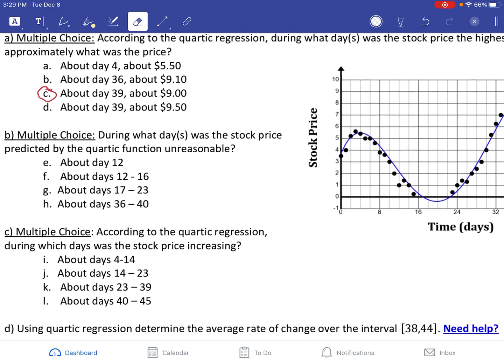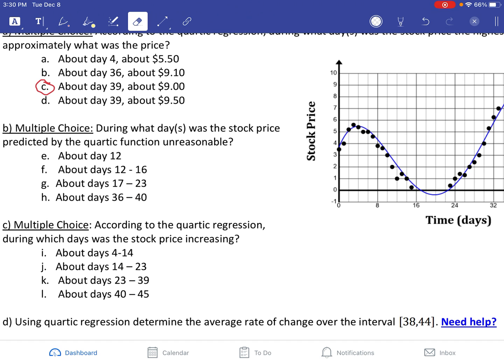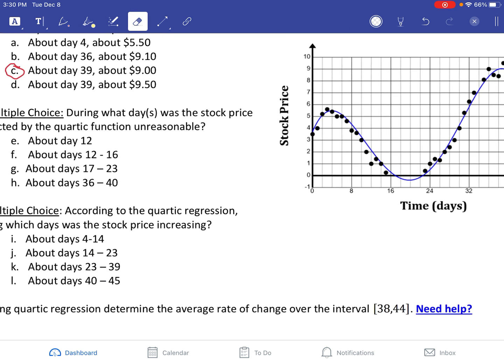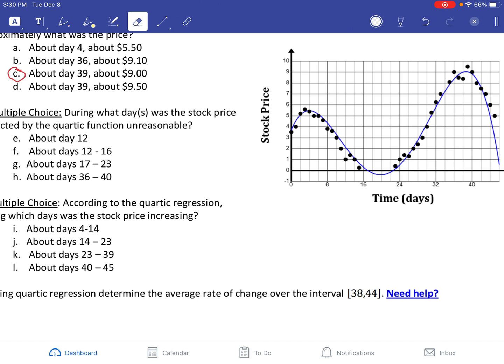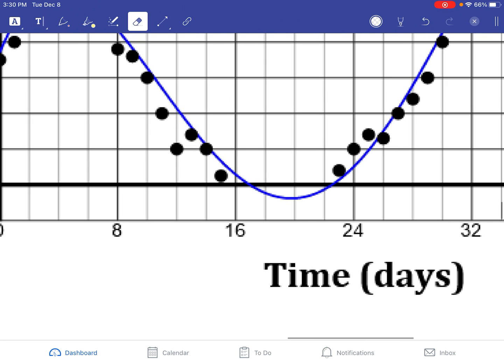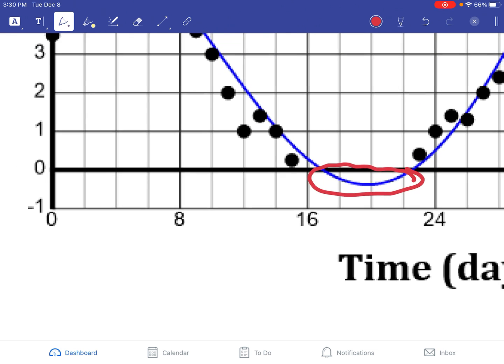All right. Part B, during what day or days was the stock price predicted by the quartic function unreasonable? When is the stock price going to be unreasonable? It is unreasonable when it is less than 0. If it is negative, that's an unreasonable stock price. Stock prices don't go negative.